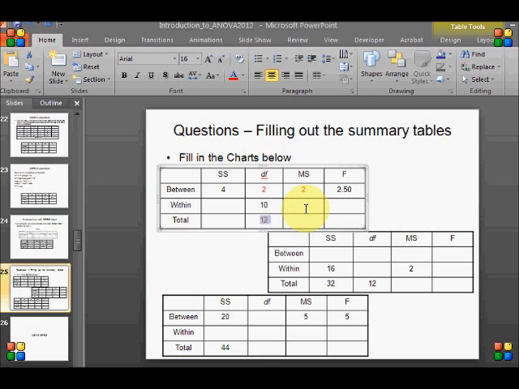But I still need to fill in this. And I know that this, my mean square between divided by my mean square within, gives me my F value of 2.5. So what I can do there is divide this by this to get this. So 2 divided by 2.5 gives me 0.80.